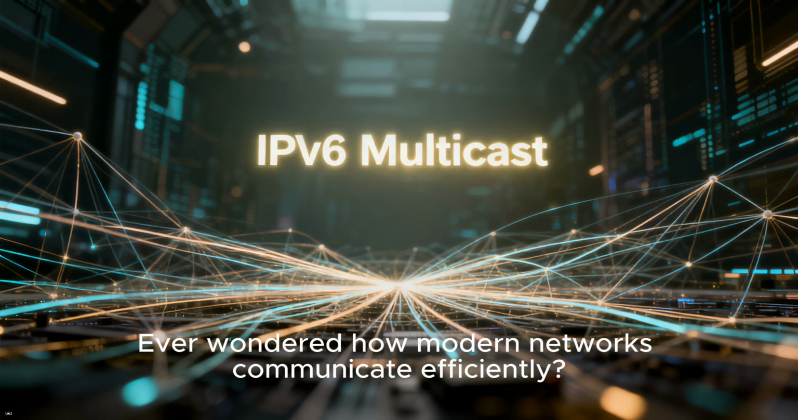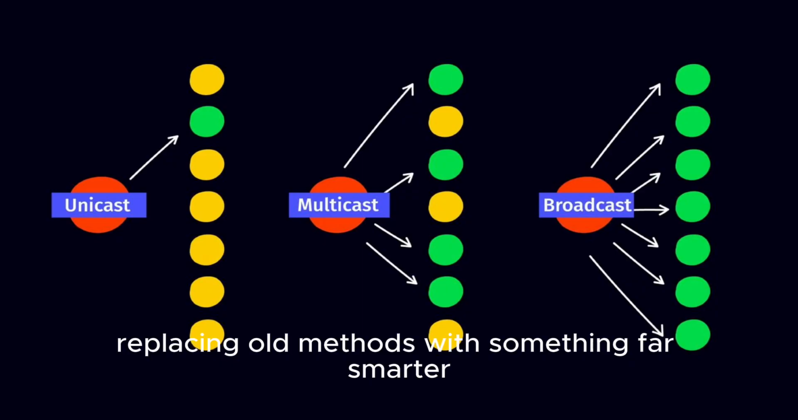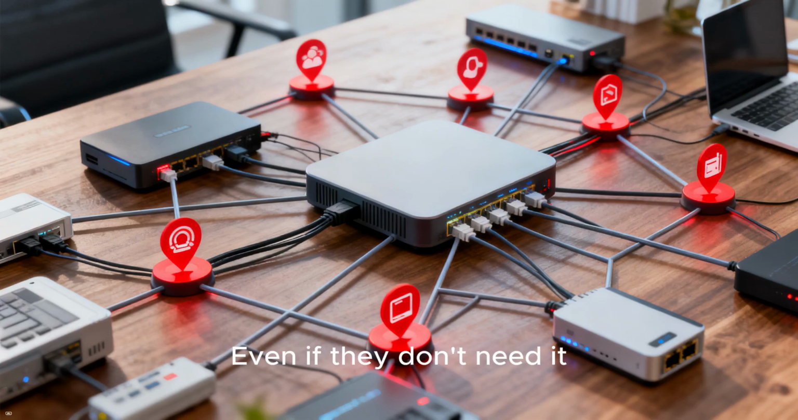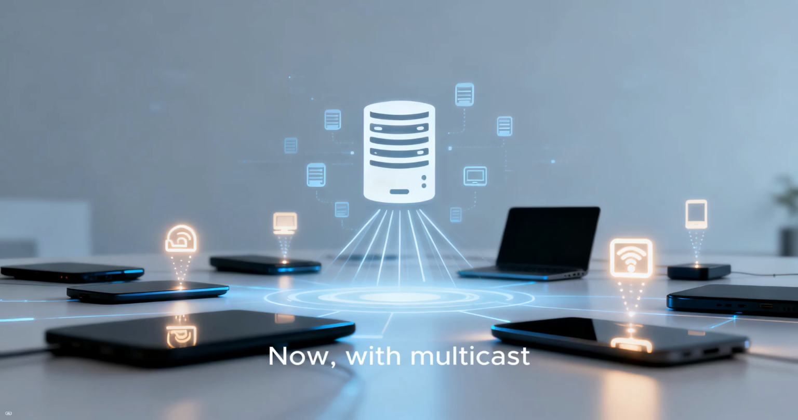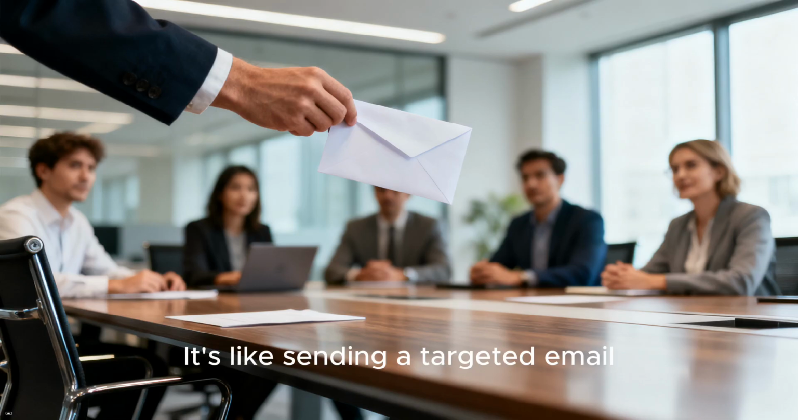Ever wondered how modern networks communicate efficiently? IPv6 has revolutionized data delivery, replacing old methods with something far smarter. Imagine sending a message. With broadcast, everyone on the network receives it, even if they don't need it, creating unnecessary traffic and noise. Now, with multicast, messages are sent only to a specific, interested group.